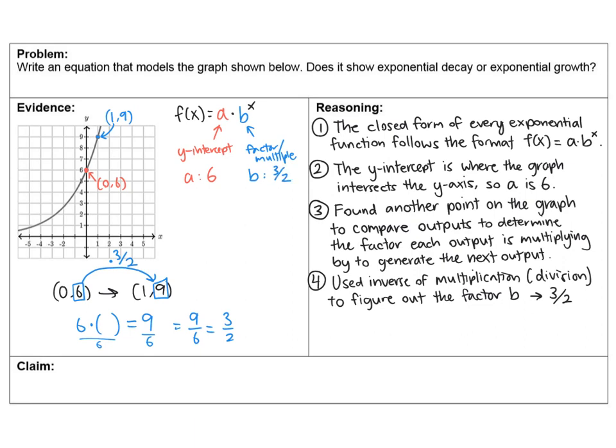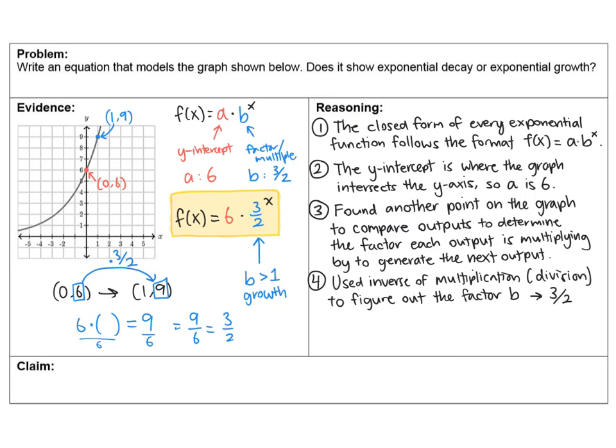Now that we know our y-intercept and factor or multiple, we can write that into our exponential form with f of x equal to 6, which was our y-intercept, times 3 halves, which was our factor or multiple, to the x power. From this equation we've created, we can see that our b value is greater than 1, which means that this graph is showing exponential growth.